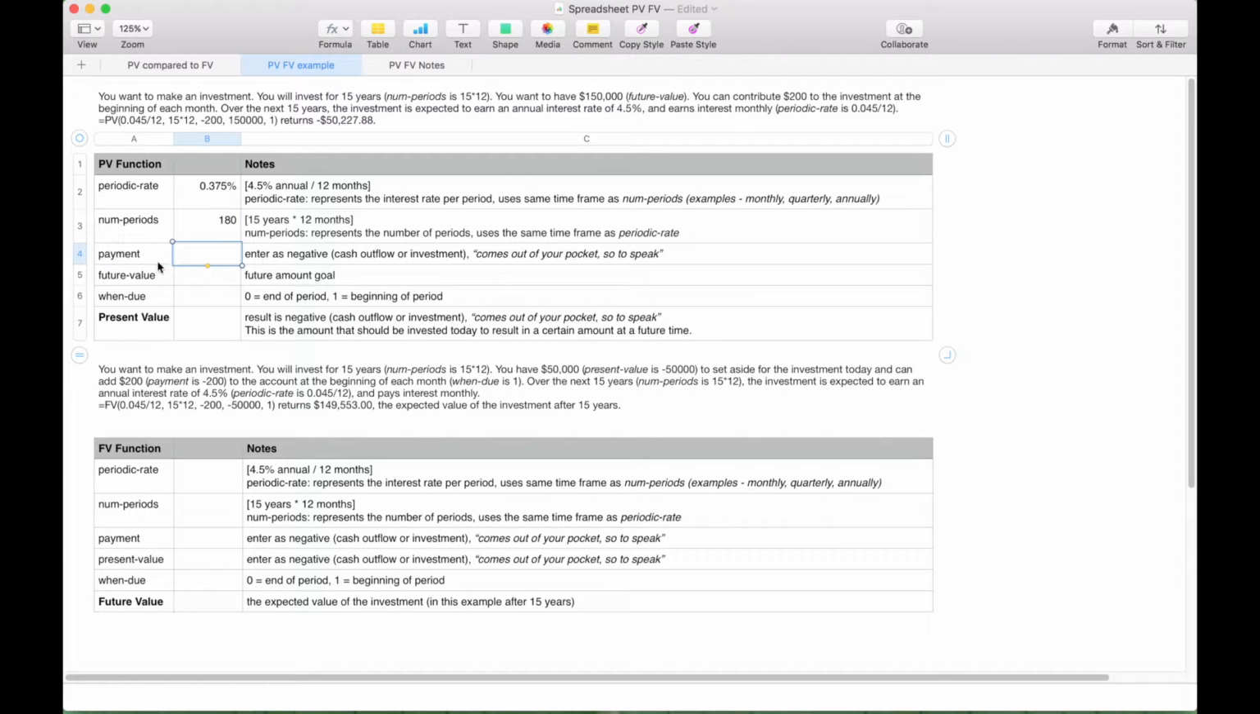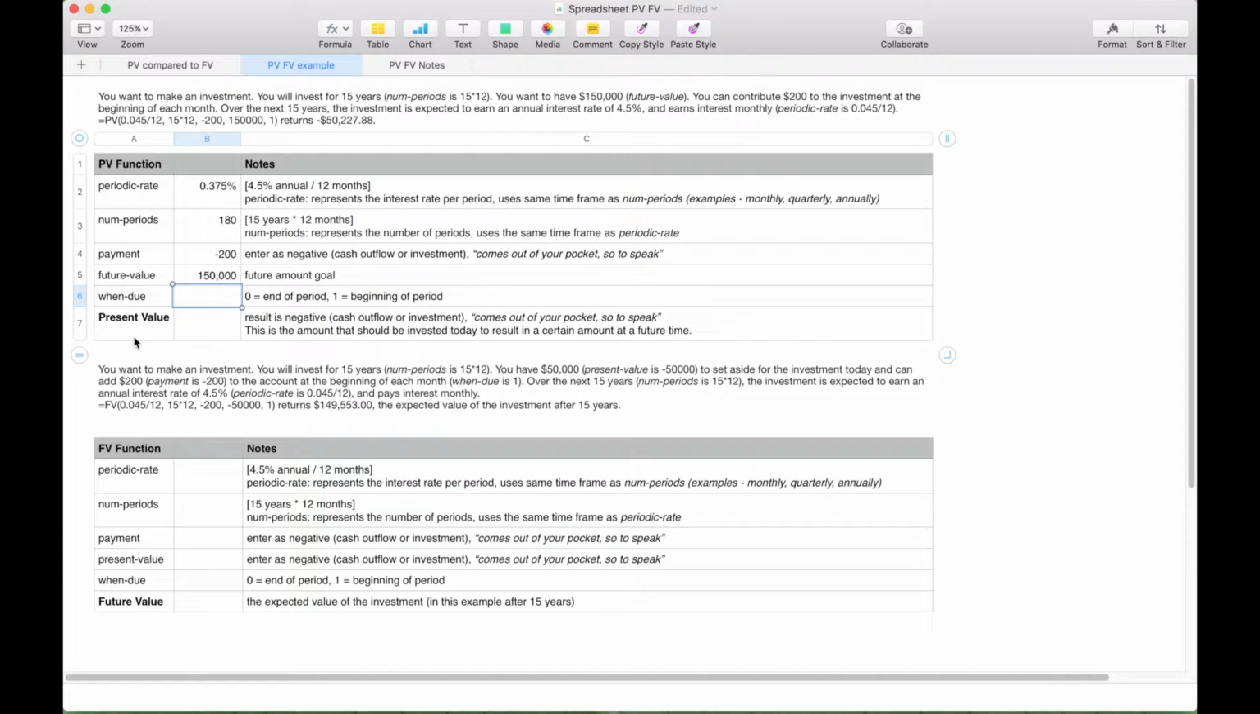The next thing we need to do is put in our payment. And we said that we can contribute $200 per month. And since this is an investment, this is considered a cash outflow. This is coming out of our pocket. We need to put this in as negative 200. Okay, so the next argument is our future value, and this is our goal. And we said that we want to have $150,000 at the end of the 15 years. So here we put in $150,000.